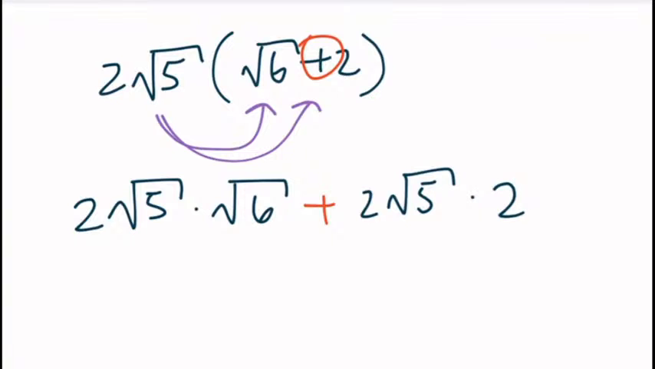So first we're going to work with the first section of this expression. That's 2 radical 5 times radical 6. And we're going to simplify this how we have been doing any other problem, which is 2 times 1. And then we do the stuff inside the radicals, which is 5 times 6, and that's 30.